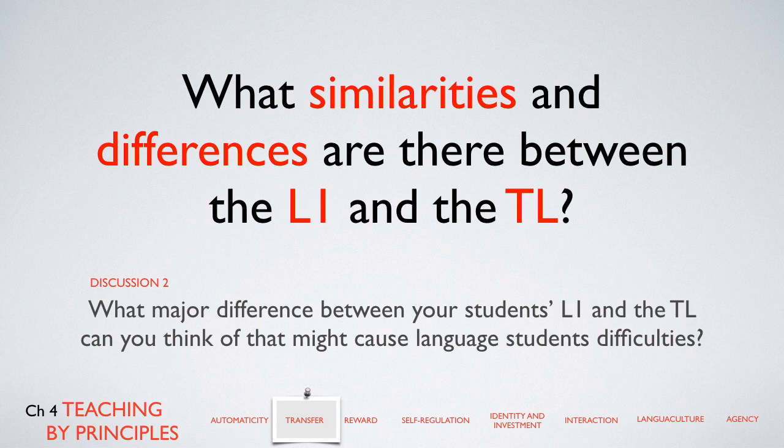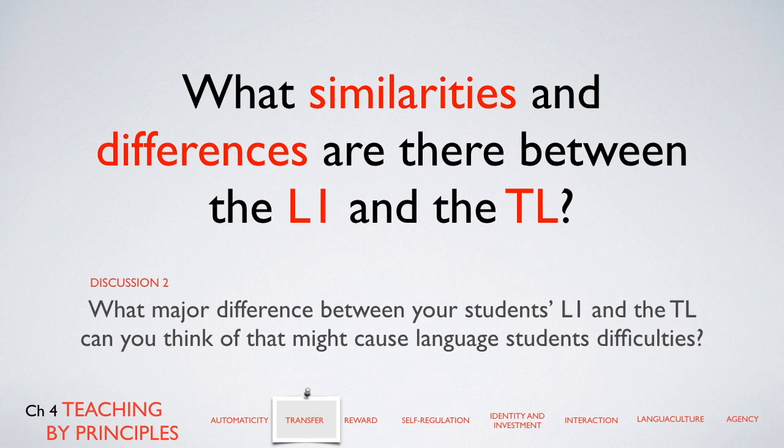Now, automaticity was quite straightforward, but transfer is a little more complicated. Put very simply, transfer refers to the differences between one's first language and the target language. One of the key words I would like you to notice in this section, which you'll see on page 71, is schema. Schema refers to our background knowledge about a subject.